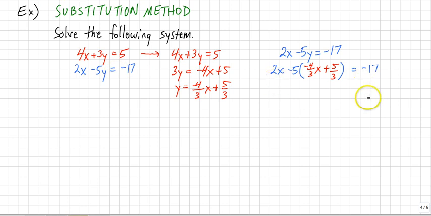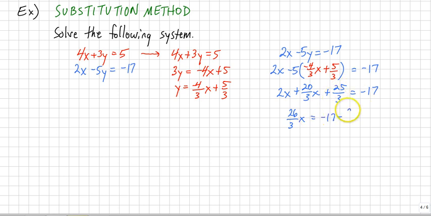And then now we're going to solve that equation for x. So I'm going to distribute negative 5. Negative 5 times negative 4/3 x would be positive 20/3 x. Negative 5 times positive 5/3 would be 25/3. Then we're going to combine like terms. So 2 plus 20/3 would be 26/3 x. And then I'm going to subtract 25/3 to the other side.